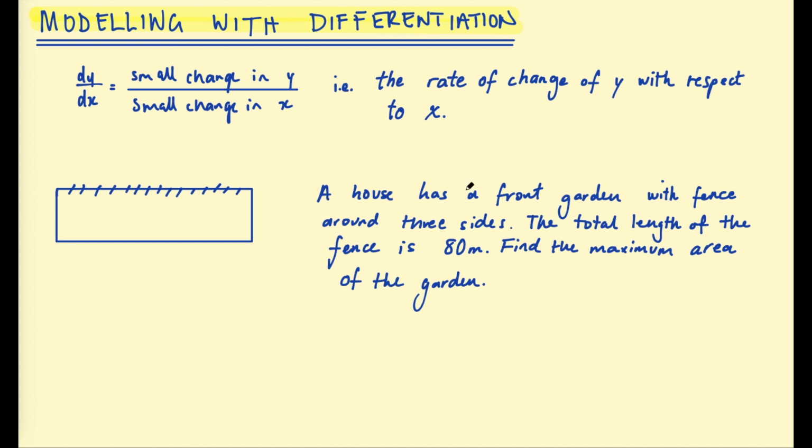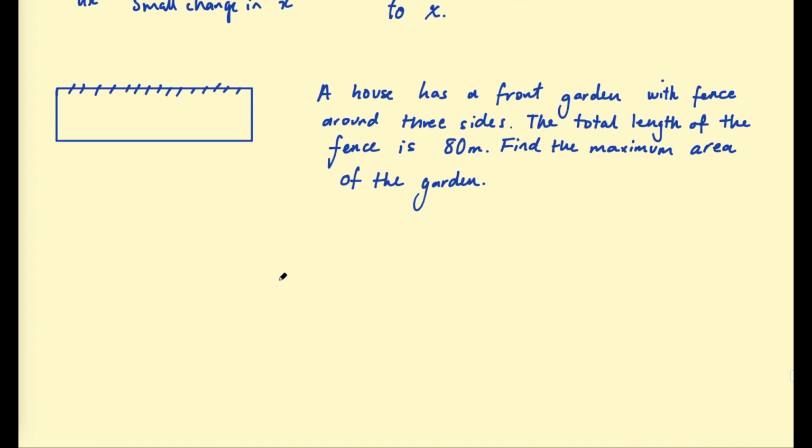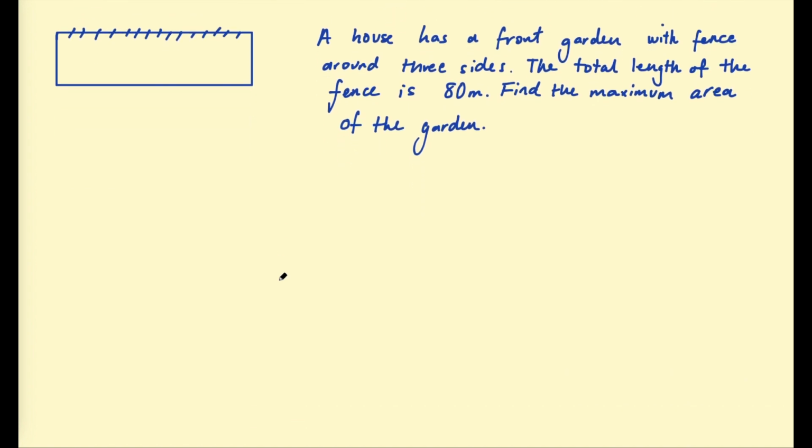The first one says a house has a front garden with fence around 3 sides. The total length of the fence is 80 meters. Find the maximum area of the garden. The first thing we need to do here is relate the area to a single variable.